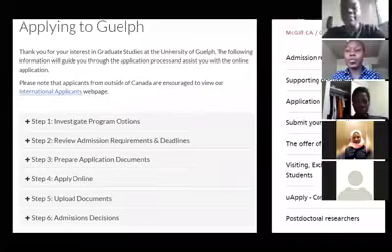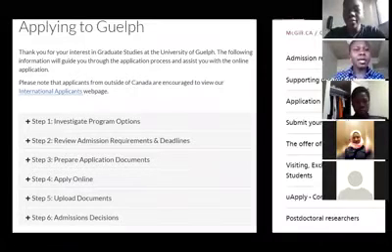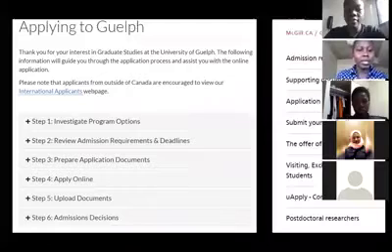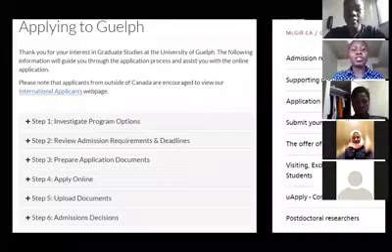So we don't give you misinformation, we don't misinform you. This is University of Guelph and McGill University, and these are some of the things they want to see in your application. For University of Guelph, they give you the step-by-step approach, so you make sure that you follow the steps.